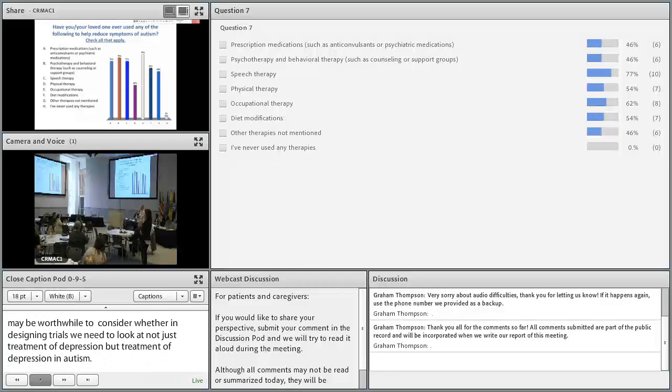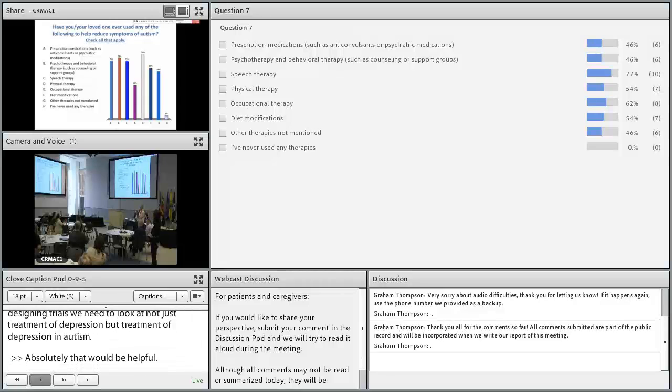Just in terms of answering this question, I find it difficult to do because it says, have you used the following to reduce symptoms of autism? And it's tricky. So we don't need to. That's what we're talking about.